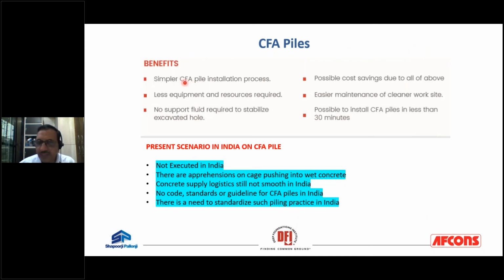So what are the advantages of CFA piles? They have a lot of benefits. You don't require stability fluids. Your housekeeping is greatly improved. The sites are relatively very clean.